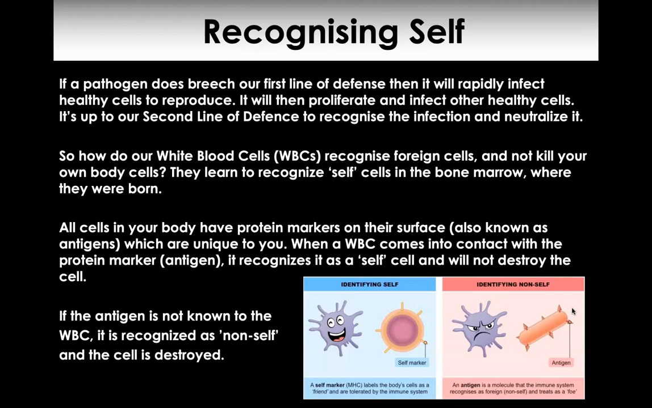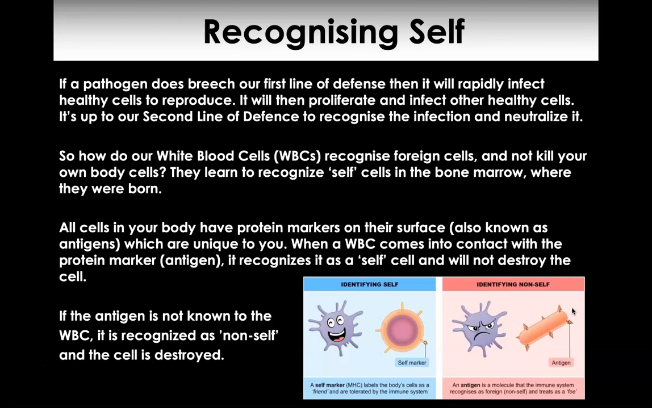Okay, and remember, all proteins come from DNA. And of course, your DNA is unique to your brother's DNA or your sister's DNA, your parents' DNA. Unless, of course, you are an identical triplet or twin, you're going to have different protein markers to any other person in the world. So all cells in your body have protein markers on their surface, also known as antigens, and they're unique to you.